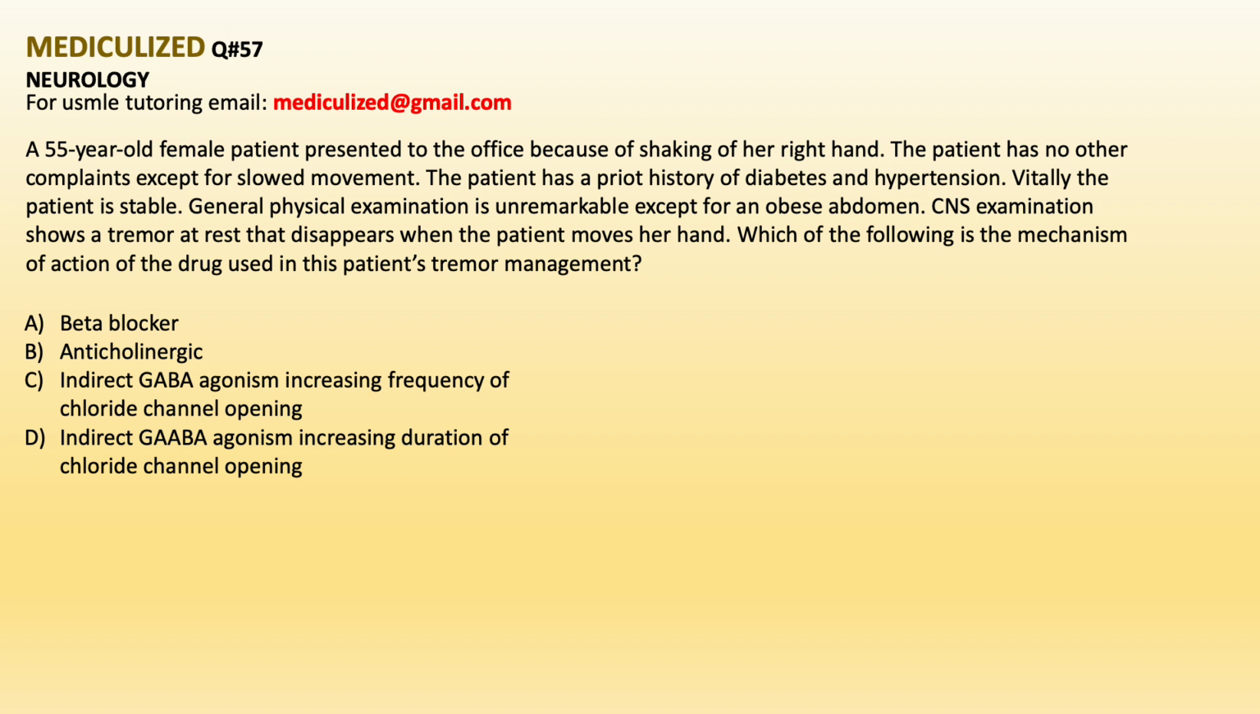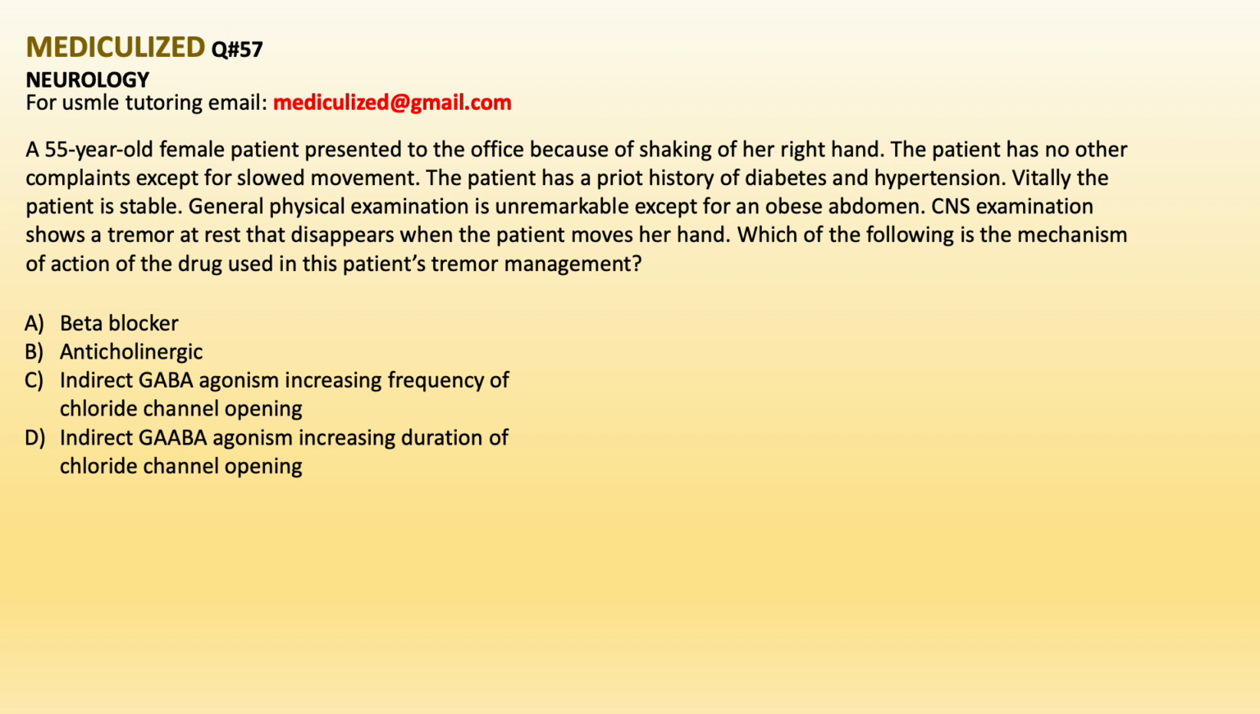So we have a 55-year-old female who presented to the office because of shaking of her right hand. The patient has no other complaints except for slowed movement. The patient has a prior history of diabetes and hypertension. Vitally, the patient is stable. General physical examination is unremarkable except for an obese abdomen. CNS examination shows a tremor at rest that disappears when the patient moves their hand. So it's a resting tremor. Which of the following is the mechanism of action of the drug in this patient's tremor management?